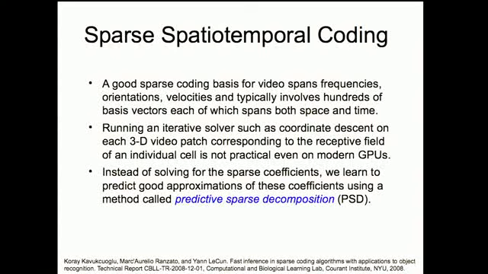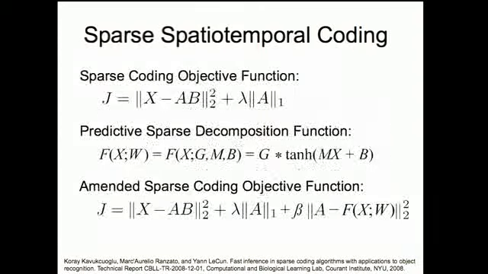So running an iterative solver on this would be totally impractical for our purposes. Instead of solving for the sparse coefficients, we learn a good predictive approximation. There are several techniques, but currently we're using some work that came out of LeCun's lab called predictive sparse decomposition. And the idea is relatively simple.